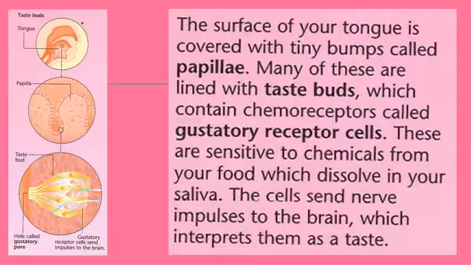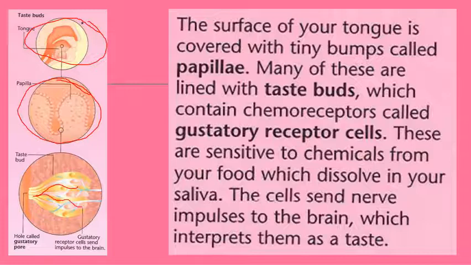So everybody's got a tongue. And each tongue has a papilla. And a group of papilla is called papillae, right? And on the papilla, we have these little nerve cells called taste buds.